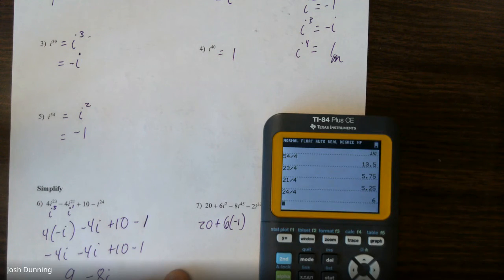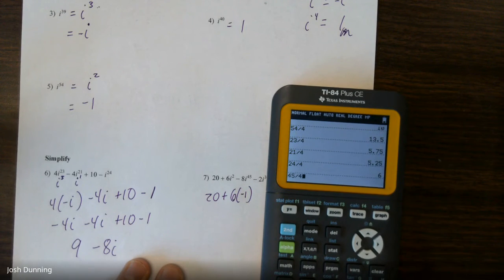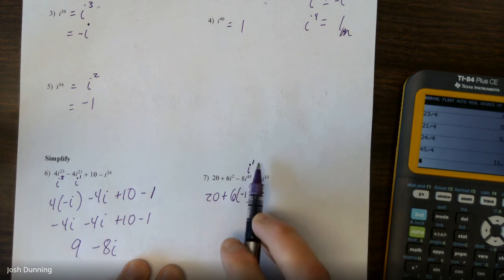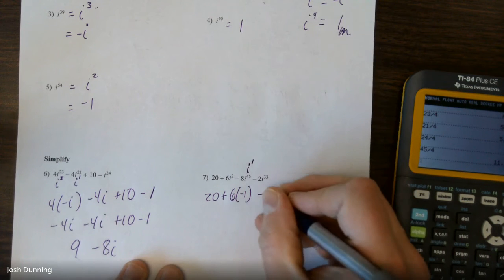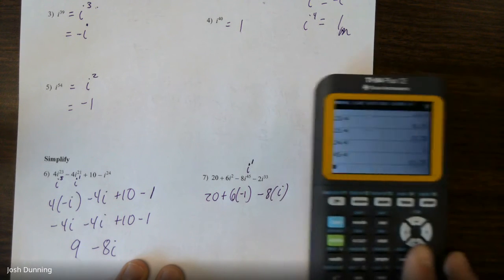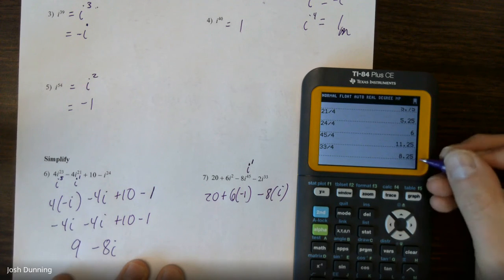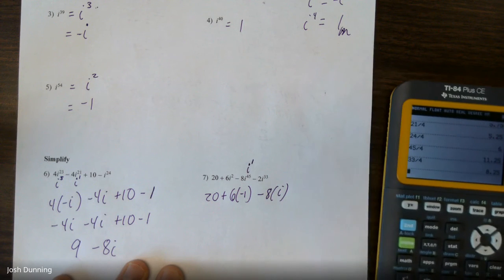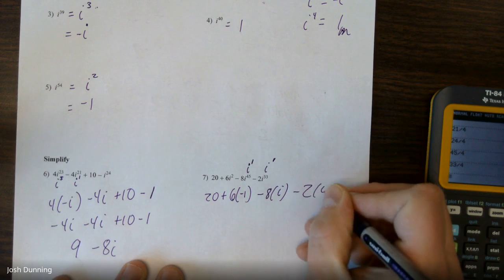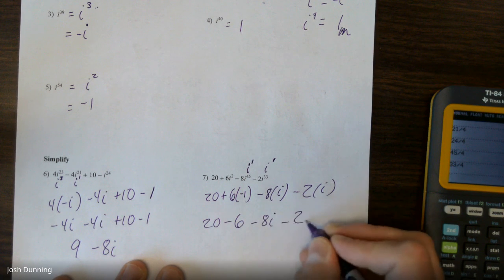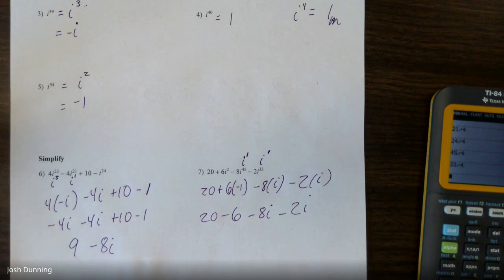Now, 45, the 45th power, 45 divided by 4. Oh, 1/4. So this is like i to the first, because that's our remainder. i to the first is just i. And the last one, 33 divided by 4. Hey, a remainder of 1 again. So this is the same as i to the first, which is just i. 6 times -1 changes that to -6. That's just i to the first, works just like x.